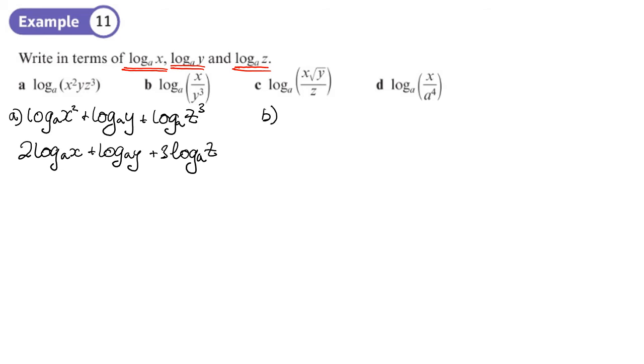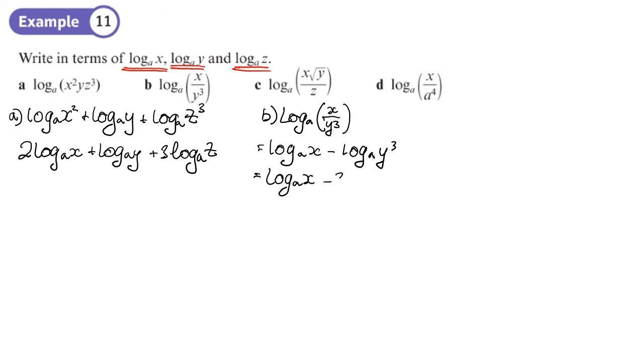Part B, where we've got log to the base a of x over y cubed. So we can write that as a subtraction. So that's log to the base a of x minus log to the base a of y cubed, and that power is going to go to the front. So 3 log to the base a of y.